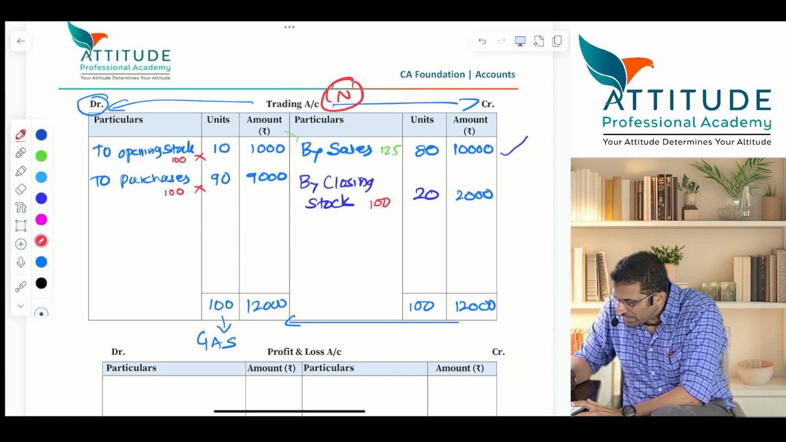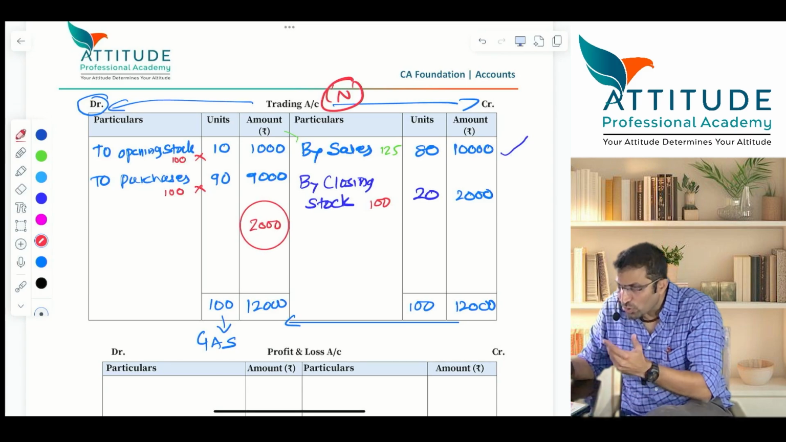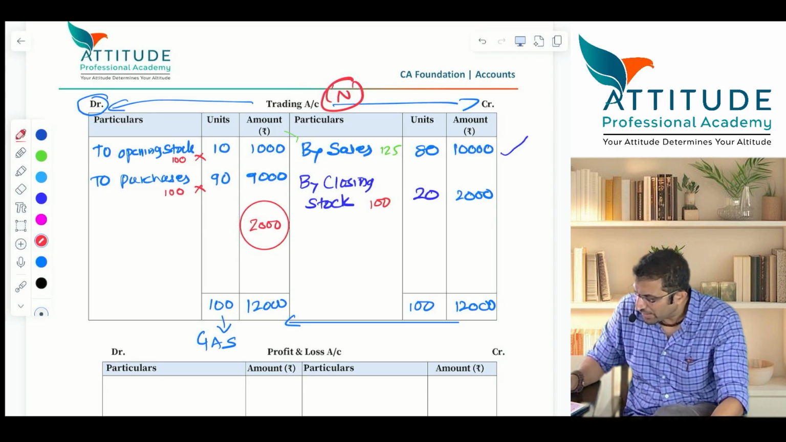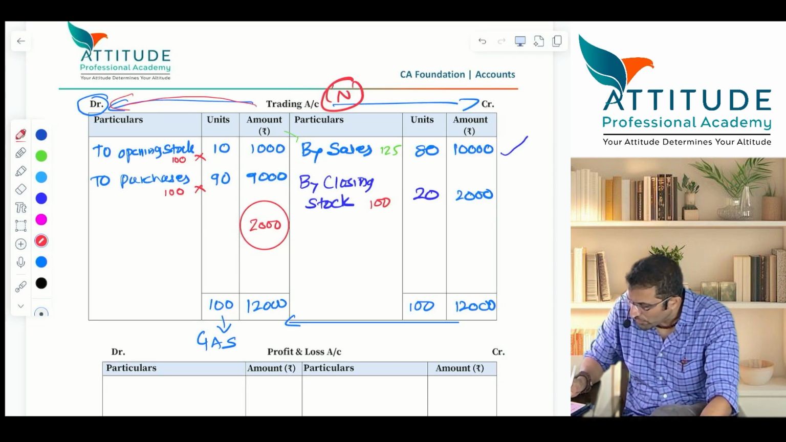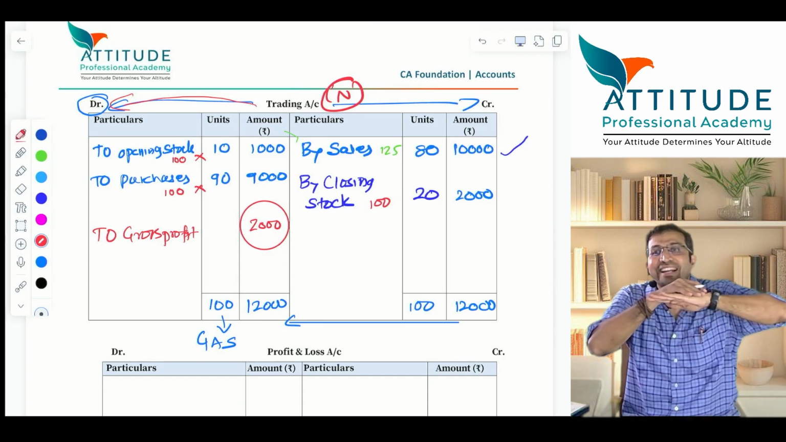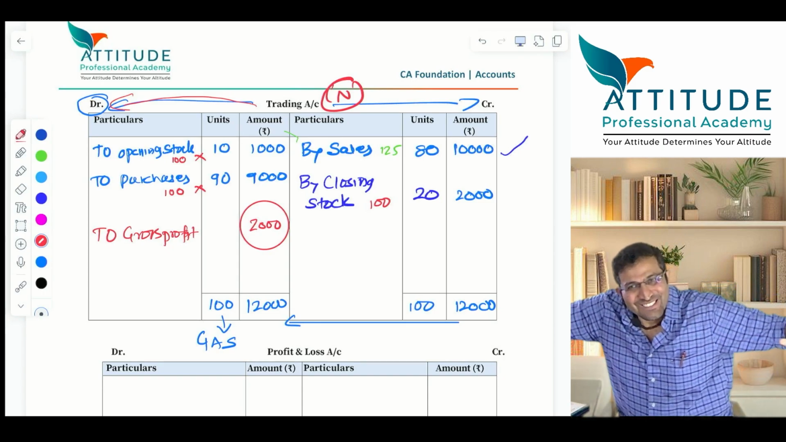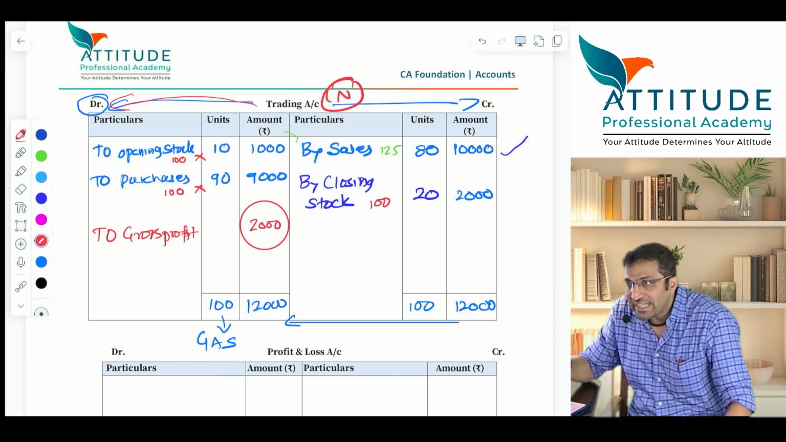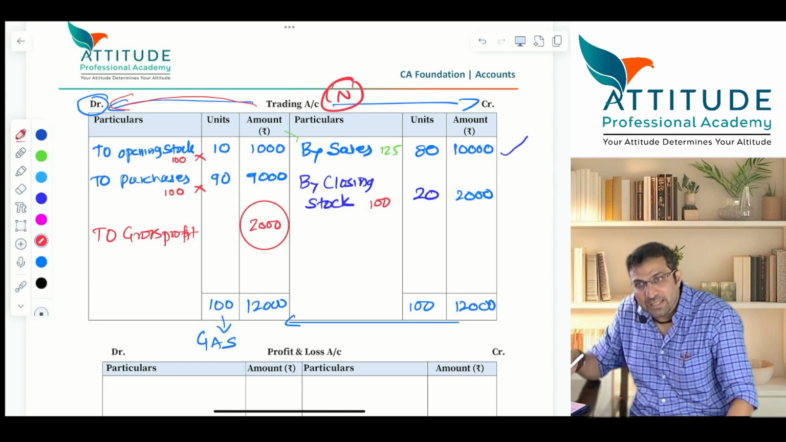Now tell me the balancing figure. Will you balance it or close it? No balancing. Close it. You have to close it now because it is a nominal account. Entry. Trading account debit. What will you write here? To gross profit. Now trading account gets closed. Very good. So it is one more entry: trading account debit to GP.